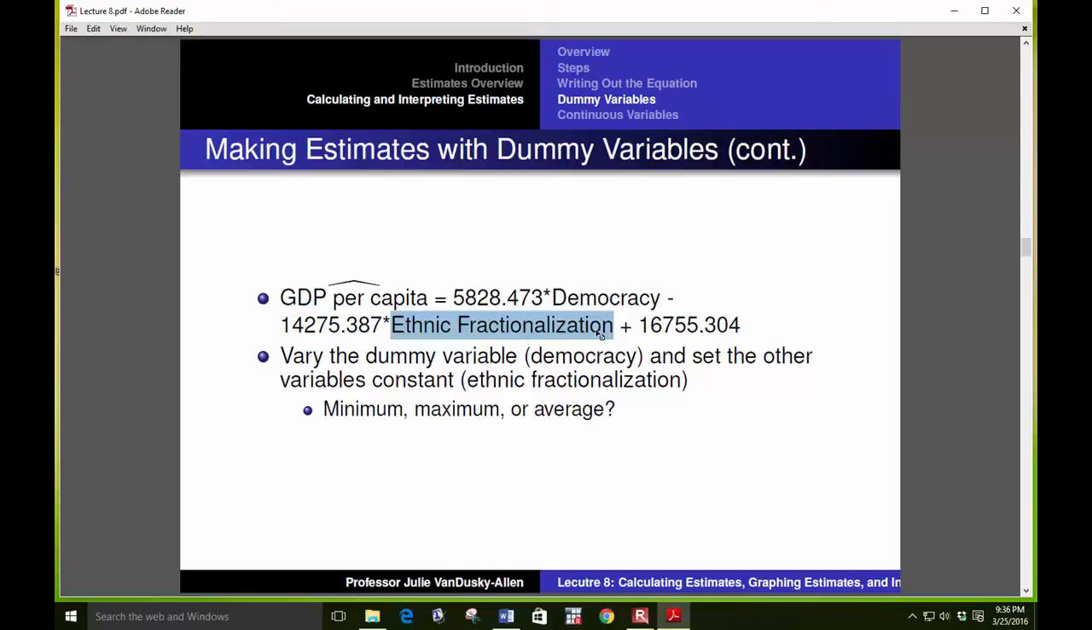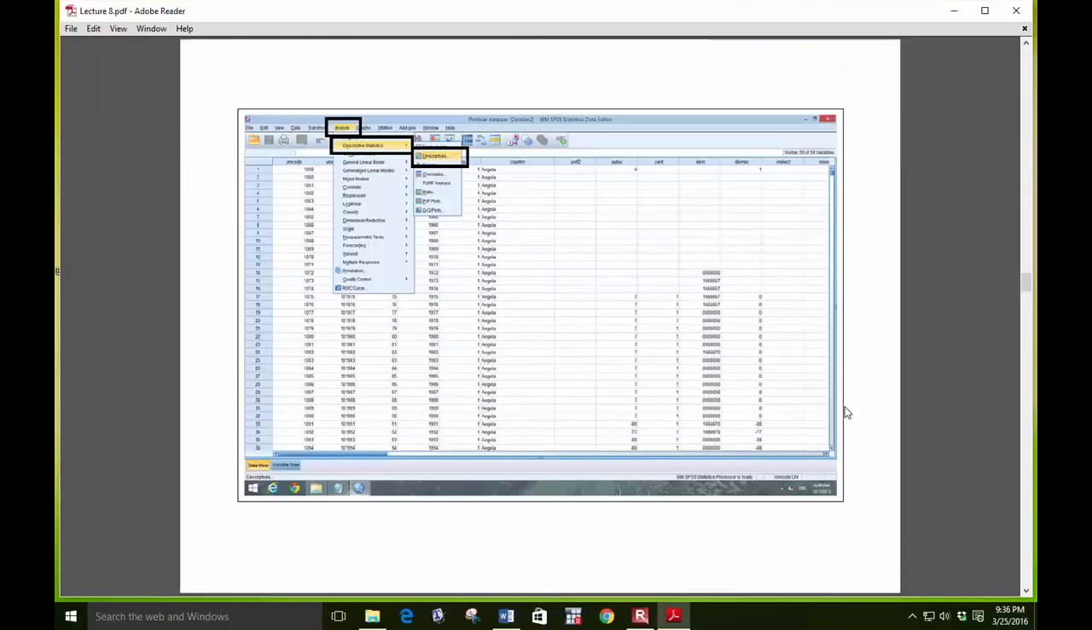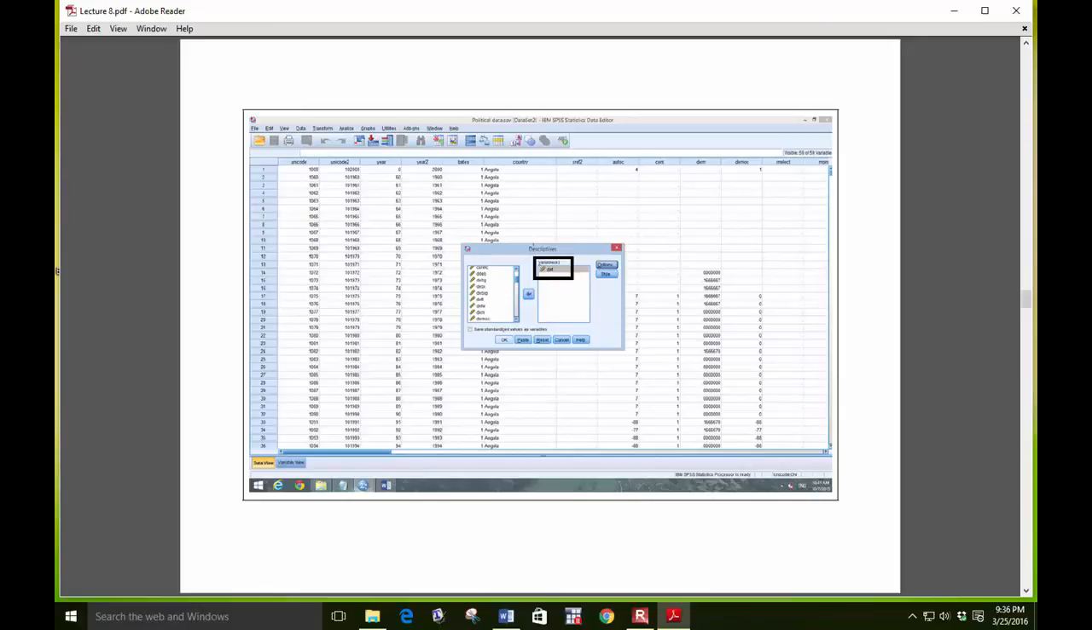It could be the minimum value, maximum value, or the average value of ethnic fractionalization. To find the minimum, maximum, or average value for ethnic fractionalization in SPSS, you can run descriptive statistics. In SPSS, click Analyze, Descriptive Statistics, Descriptives. You place your variables in the variable box. In this case, I would have put ethnic fractionalization in this box, and then click OK.